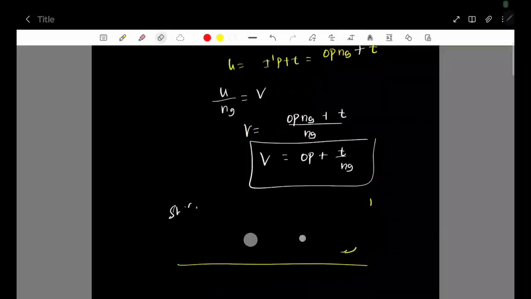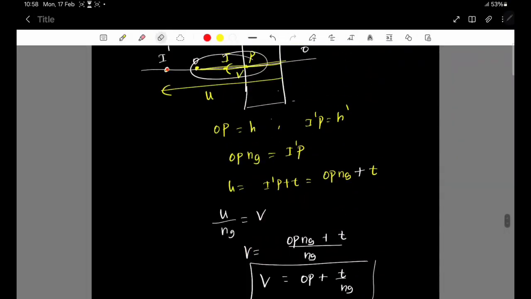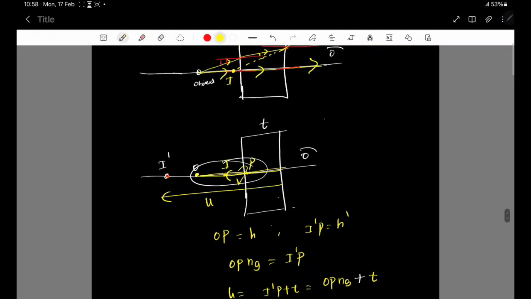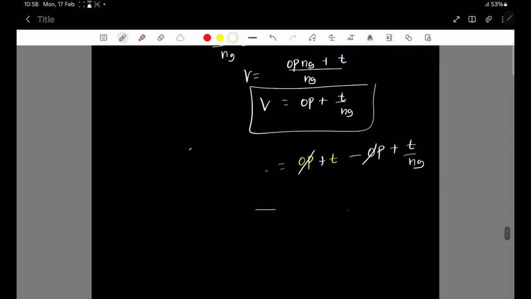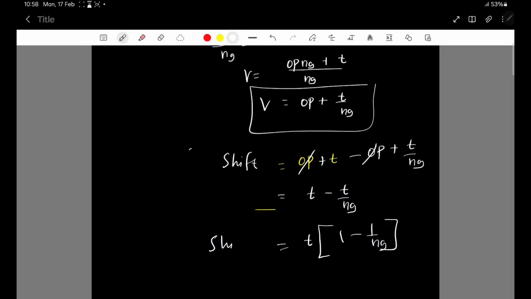So the original position of the object with respect to the observer is OP plus T, and the finally formed image is located at this much distance away from the observer. The shift can be calculated by subtracting these two. On subtracting these two, I'll be getting T minus T by Ng. If I take T as a common factor, I'll be getting T times 1 minus 1 by Ng. This is the formula we have for shift.